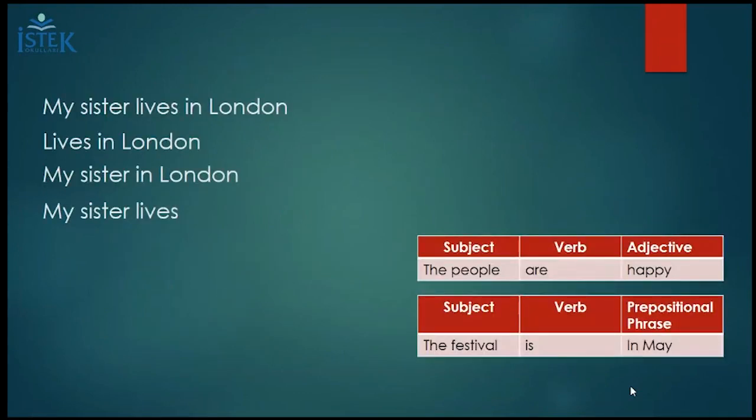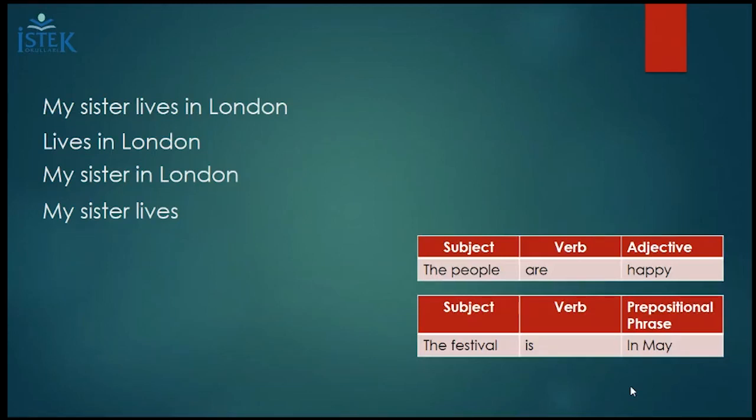Let's look at the four sentences on the left-hand side. My sister lives in London, lives in London, my sister in London, my sister lives. Which one do you think is a good sentence? You guessed it right. My sister lives in London.